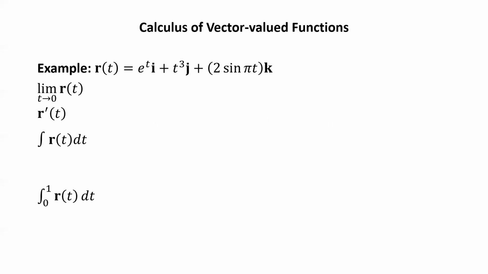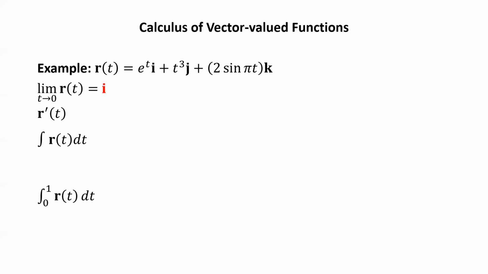Let's try an example. Once again, pause the video, try this example yourself, and then resume the video to check your answer against mine. Okay, so here we have the vector-valued function, r of t equals e to the t i plus t cubed j plus 2 sine pi t k. Let's do the limit as t goes to 0 of r of t.